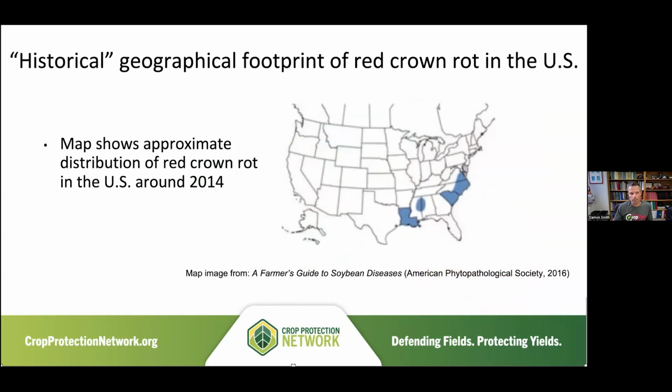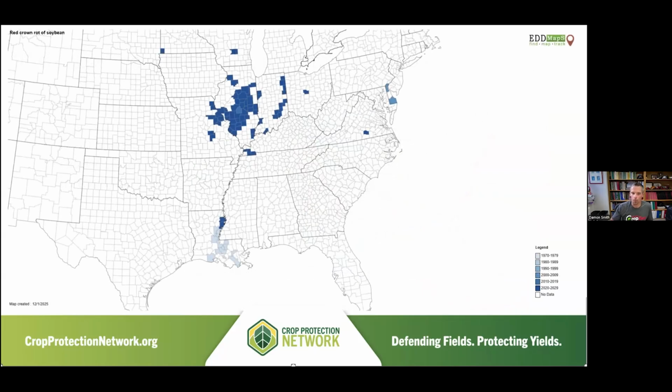Again, it's typically considered a southern disease. The Gulf Coast as well as the Carolina region was the traditional zone for red crown rot, but more recently it has been spreading through the Midwest. This is a map as of December of 2025, reporting county-level finds here in the U.S., and you can see that Columbia County location in Wisconsin. There was also a first report in southwestern Minnesota last season as well. So it's making a move out of Illinois, moving northward, and I want folks to make sure they're paying attention to what's going on.